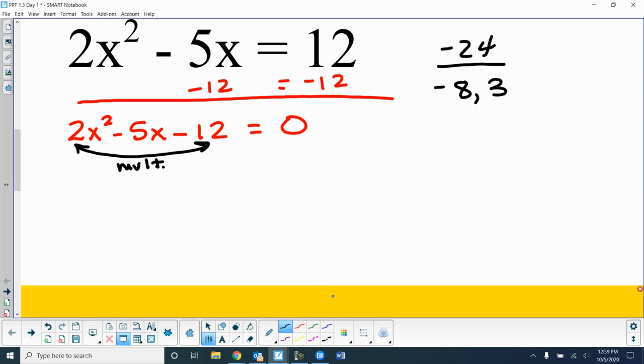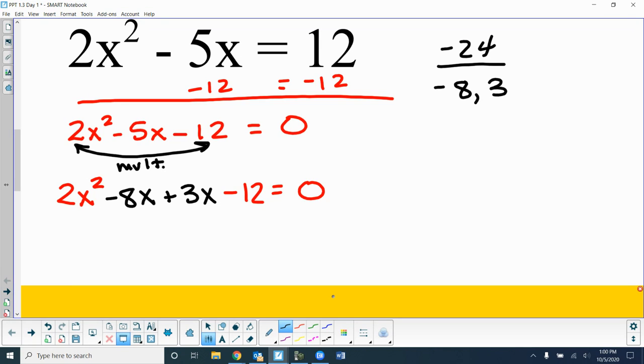Okay. So what we do is we rewrite this problem with 4 terms. The 2x squared and the negative 12 doesn't change. That middle, that negative 5x, we turn into that negative 8x plus 3x. So that's what changes. Okay?